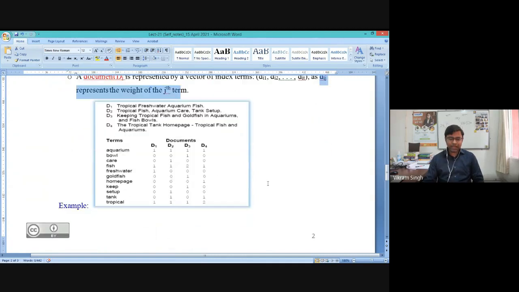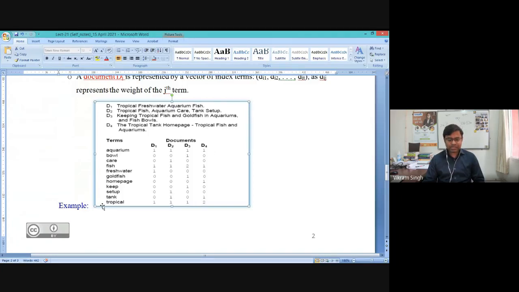So typically, if you take these 4 documents, I hope you can see. Now we have shown these 4 documents, D1, D2, D3, D4, and each has some set of terms. If you maintain the vector representation for the documents for these terms, you can see the first term, aquarium, is present in document D1 with a single frequency. D2 has 1 frequency, D3 has 1, and D4 has a single presence.